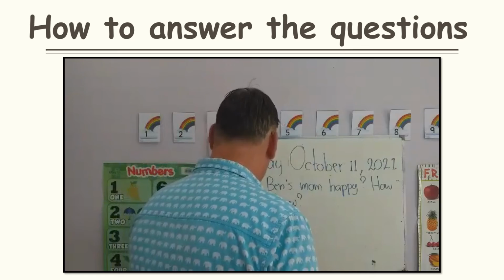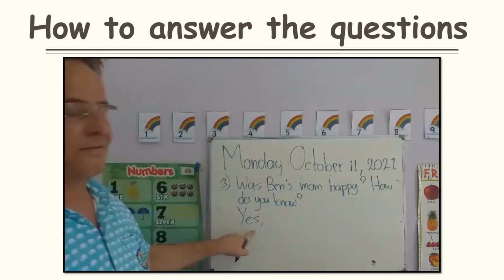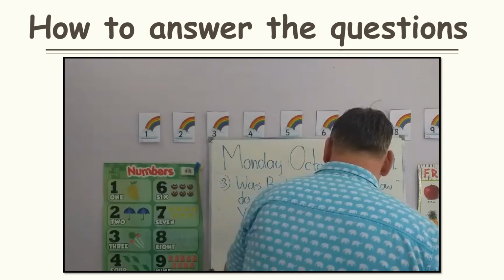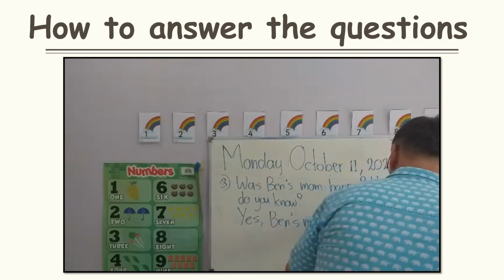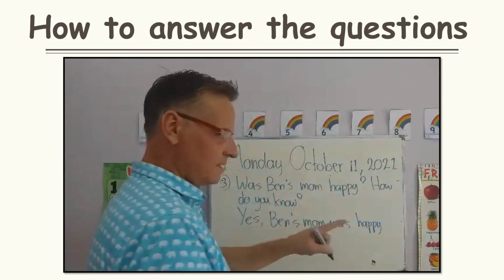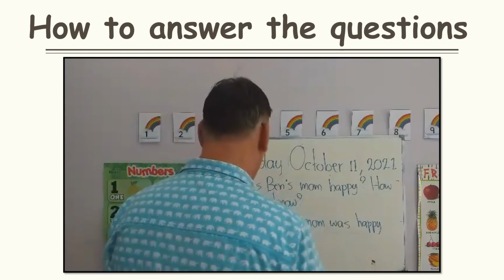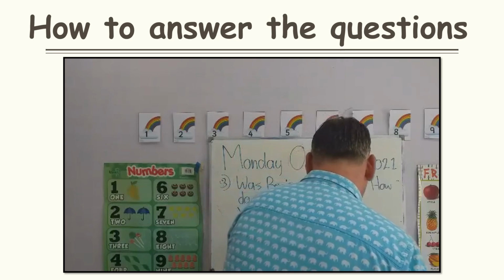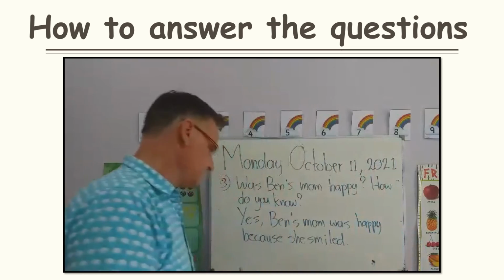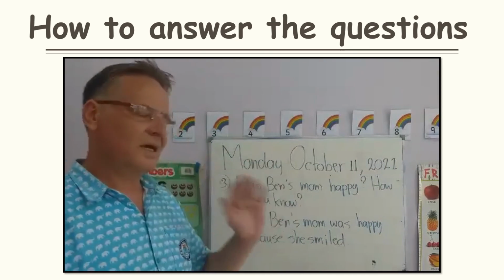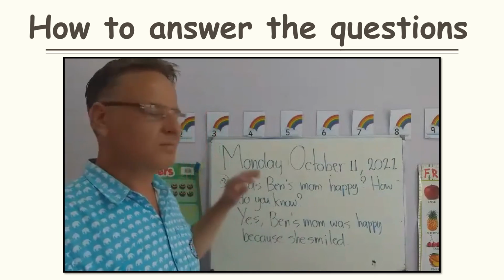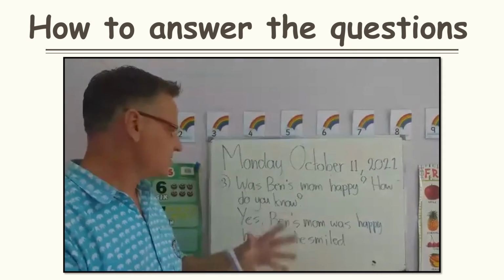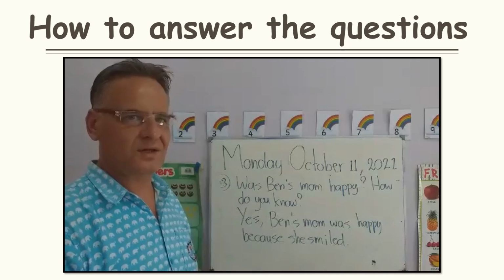So how do you answer? You can answer this like this. Yes, and remember, after yes or no, always a comma. Yes, Ben's mom was happy. Now we can use the word because. Yes, Ben's mom was happy because she smiled. Okay, so this I like you to answer the questions this way. So remember, you don't have to write this or copy this, no need. I want you to look at the video again, and then when you look at the story and look at the answers, that you have an idea how you need to answer the questions.